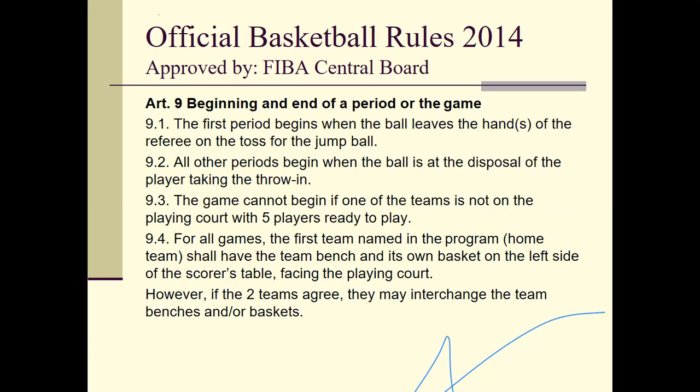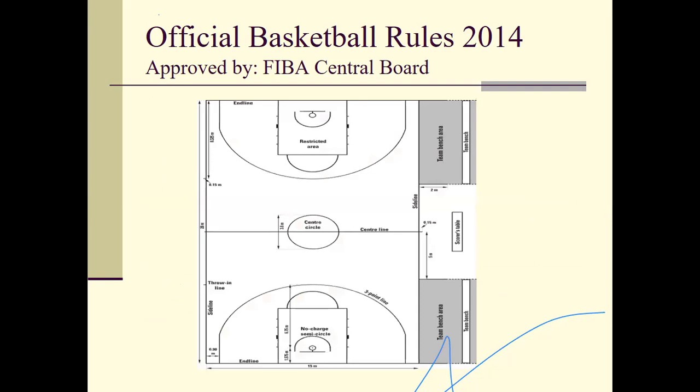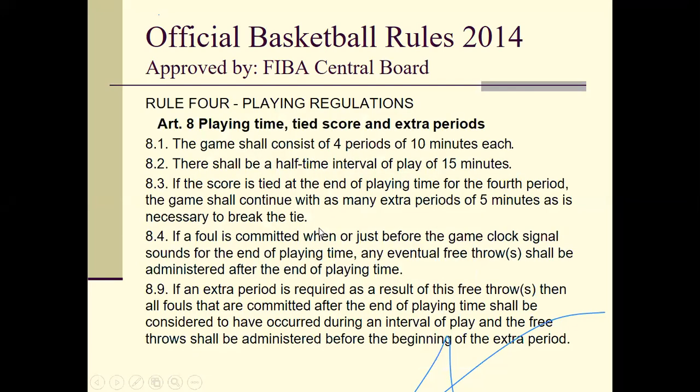Okay, the first period begins when the ball leaves the hands of the referee on the toss for the jump ball. So when you talk about jump ball, that's how basketball is started. When you start a basketball match, you will have 2 players in the center circle, one from each team, and then the referee will toss the ball up into the air, which we call a jump ball, whereby the 2 athletes will then jump and try to win possession of the ball by knocking it back to their teammates. Okay, so every time a basketball game restarts, it will restart in that manner.